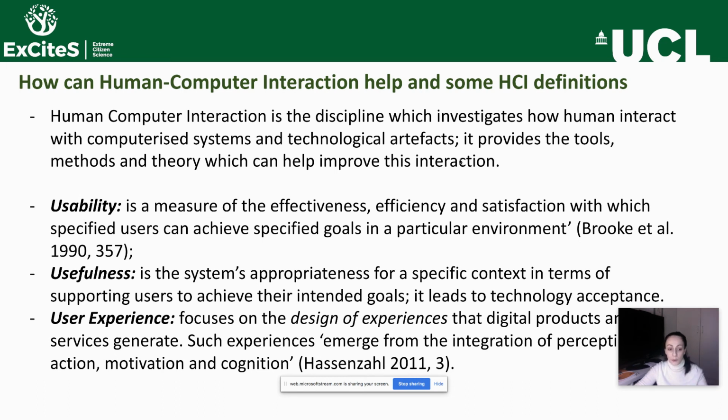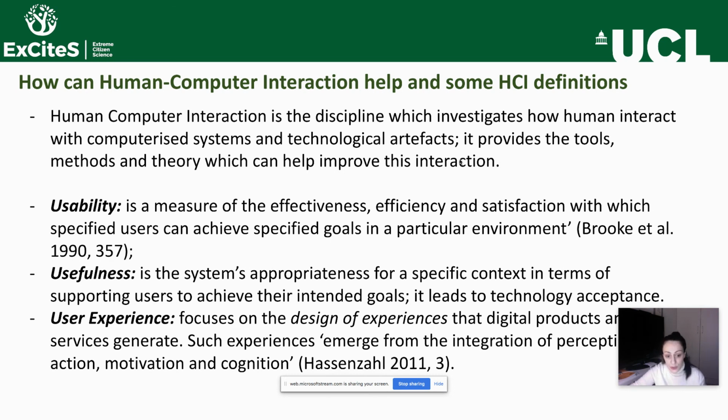Now, a term which we'll frequently encounter is that of usability. Usability is a measure of the effectiveness, efficiency, and satisfaction with which specified users can achieve specified goals in a particular environment. Another key term is usefulness, which is the system's appropriateness for a specific context in terms of supporting users to achieve their intended goals, and it leads to technology acceptance.